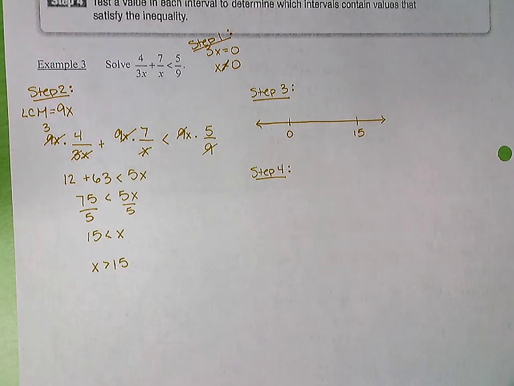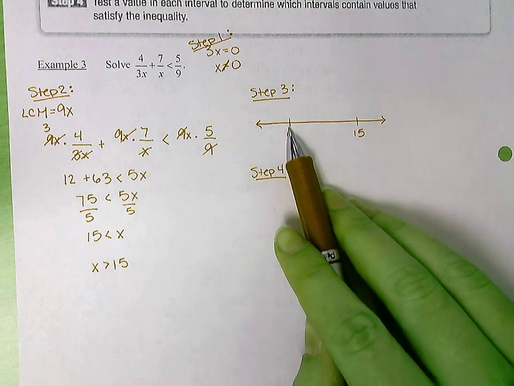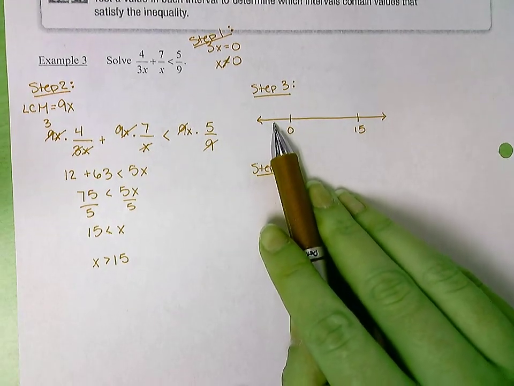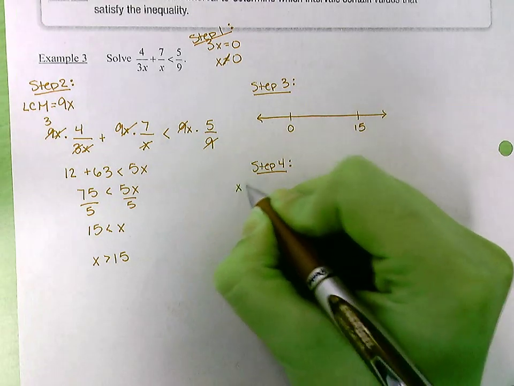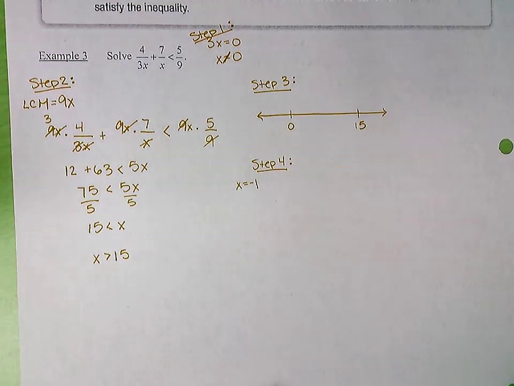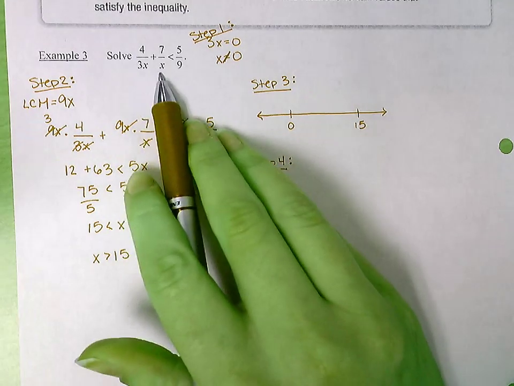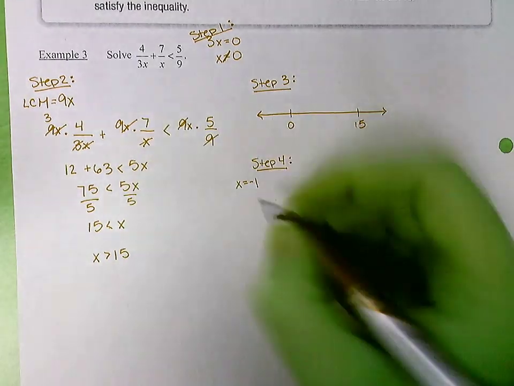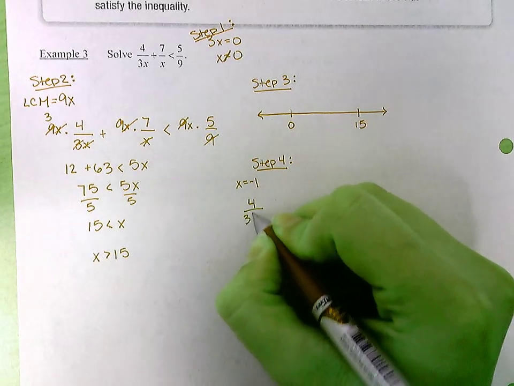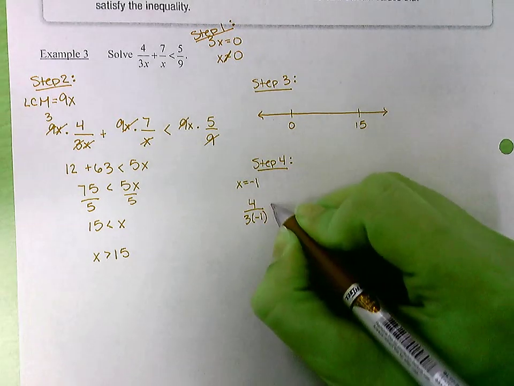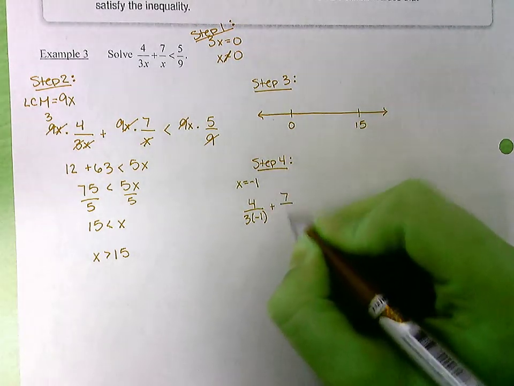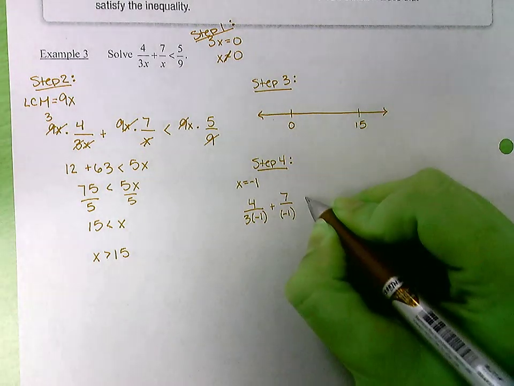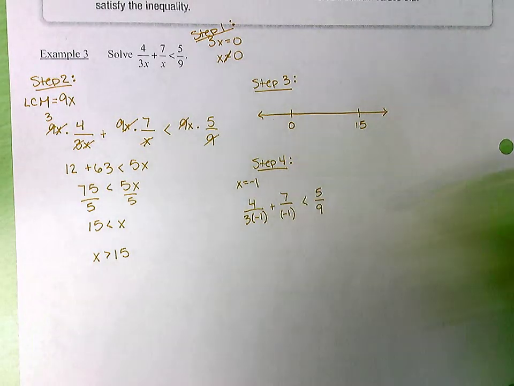Step 4, if you look at the table above, you need to test a value in each interval. So I just go from left to right. Over here, I need a value less than 0. I'm just going to pick -1. So if x is equal to -1, we're going to plug in -1 for all of our x values in our original. So we have 4 over 3 times -1 plus 7 over -1 is less than 5 over 9.